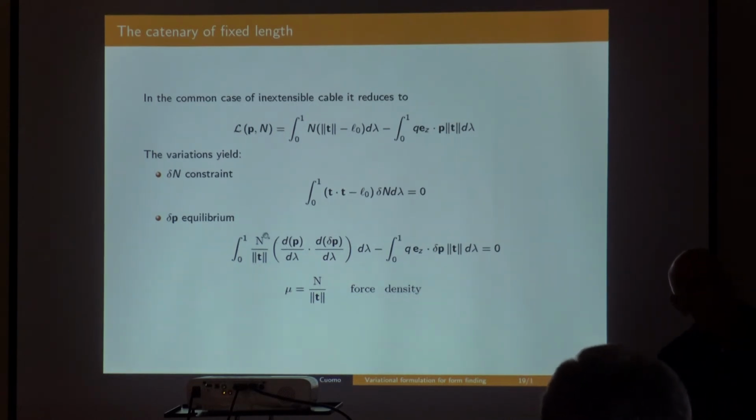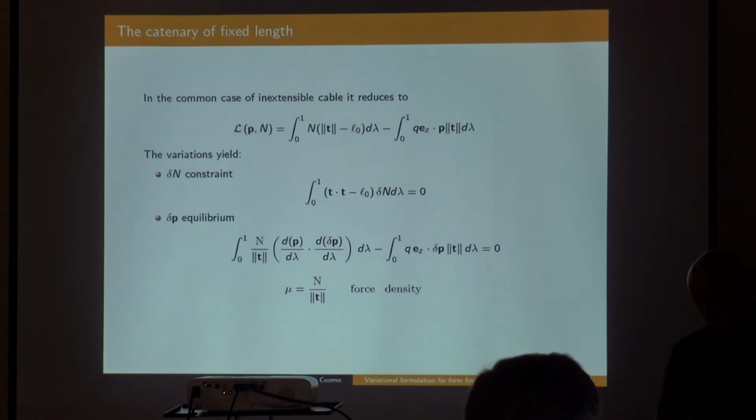From this variation, the force density automatically appears, because when you make a variation of the norm of the tangent, there comes out this n over the norm of the tangent, which is the force density. So force density automatically stems out from this variational principle. We do not have to postulate it.